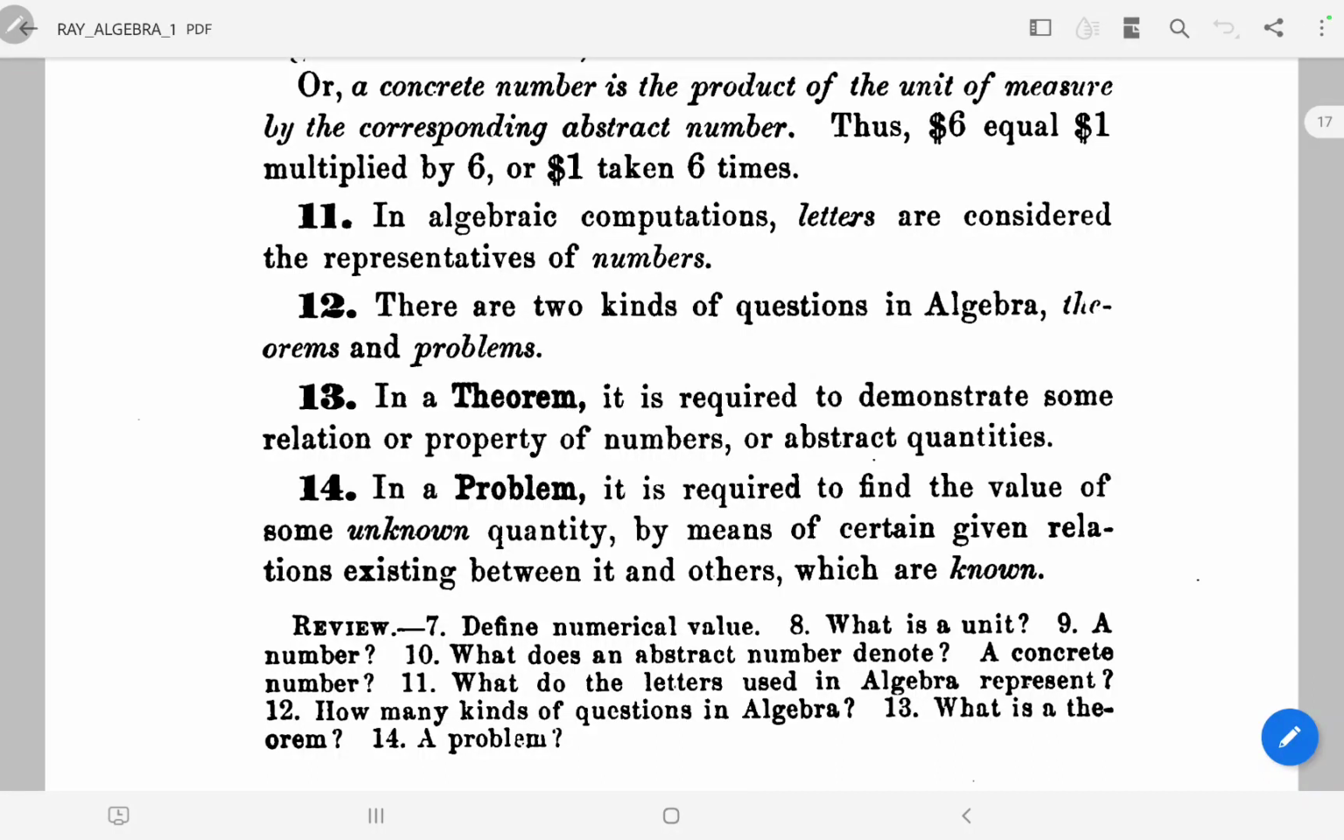In a previous video, we started studying the definitions in the first lesson in Algebra I. We looked at the first 10 articles. We learned about quantities, the two different kinds of quantities. We learned about how the two different kinds of quantities are measured. We learned about unit and number, and then the two different kinds of numbers, abstract numbers and concrete numbers.